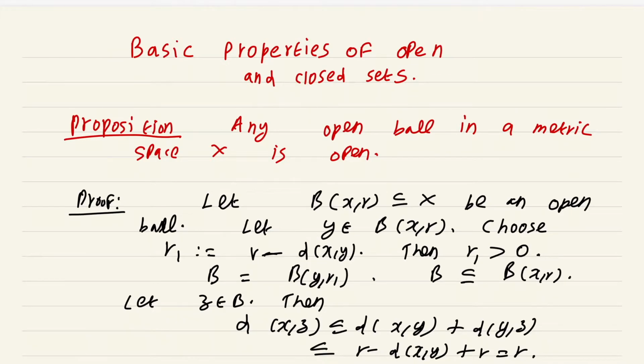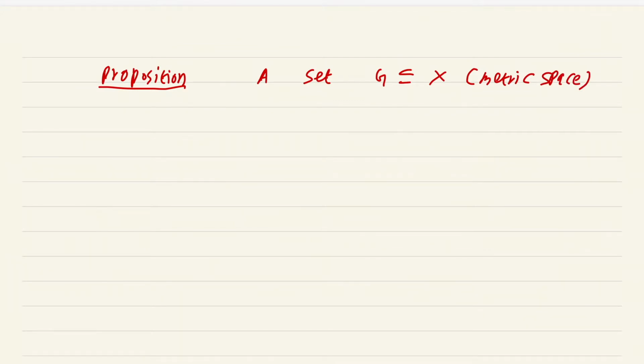Now we are going to do a different characterization of open and closed sets. We are going to show that open and closed sets are dual notions. So again, the proof of this is very similar to what we have already seen for the real numbers. So, proposition: a set G, a subset of X, which is a metric space, is open if and only if the complement of G is closed.